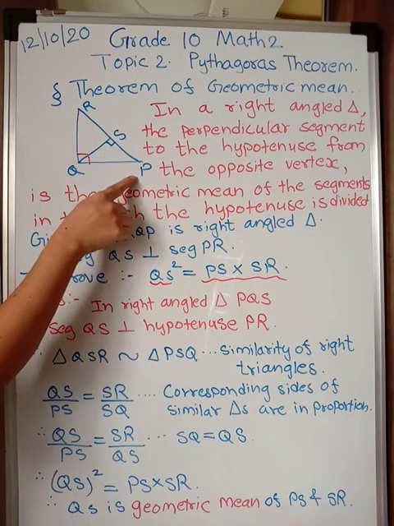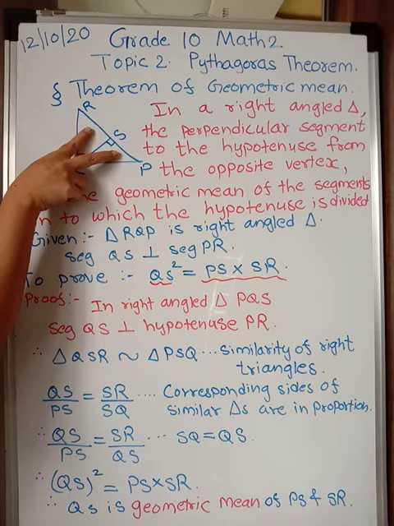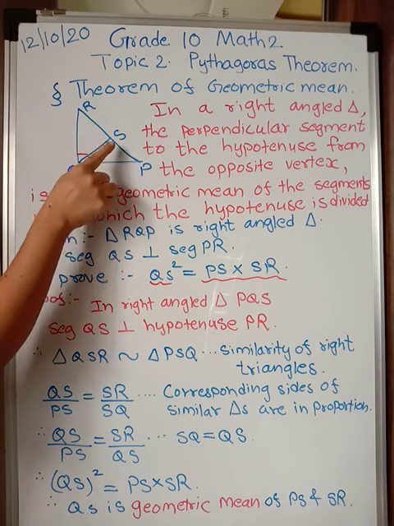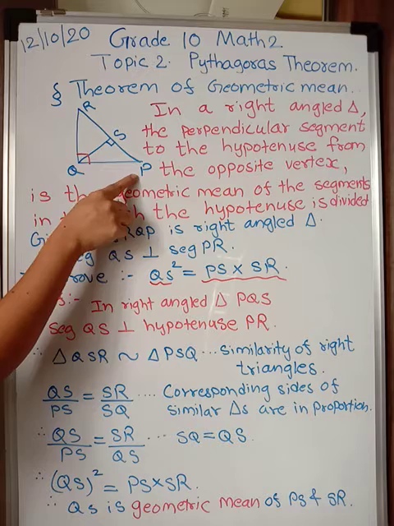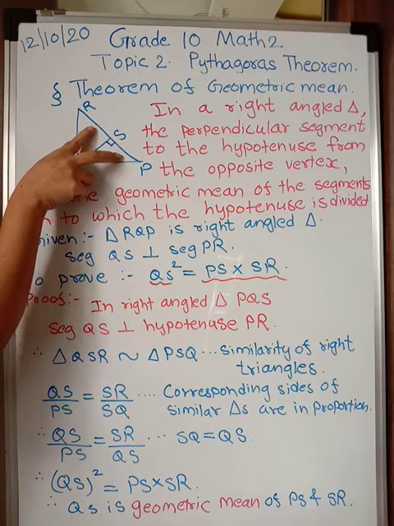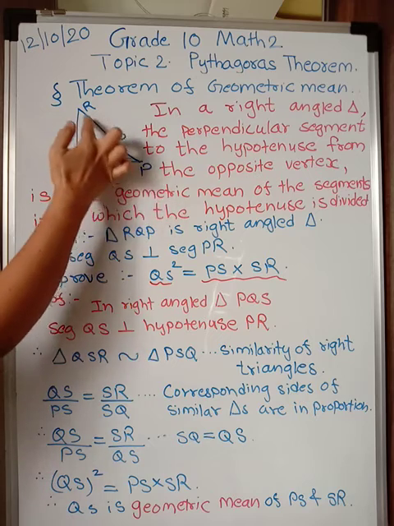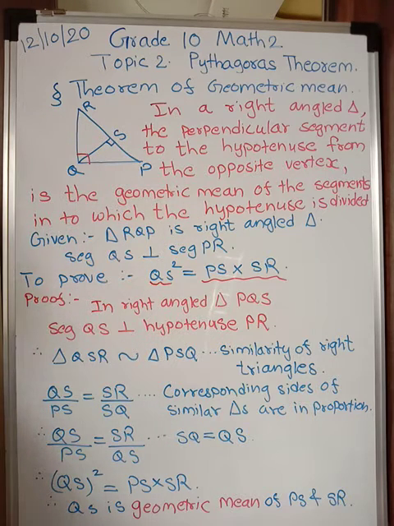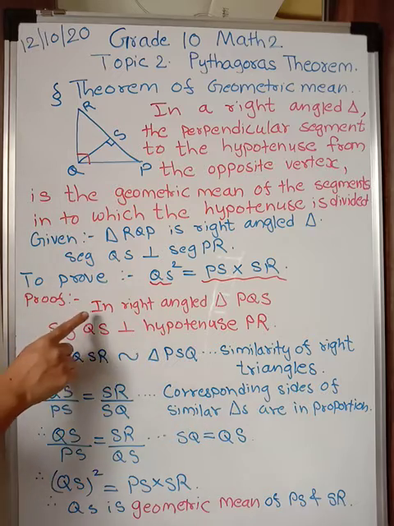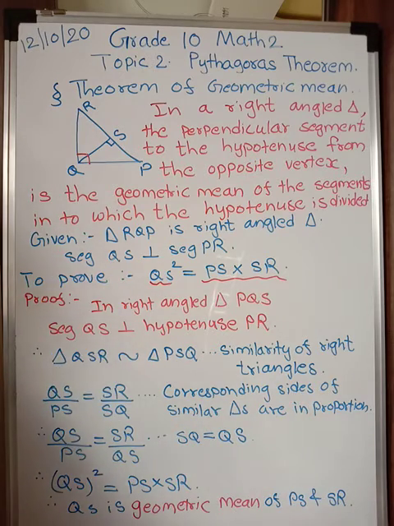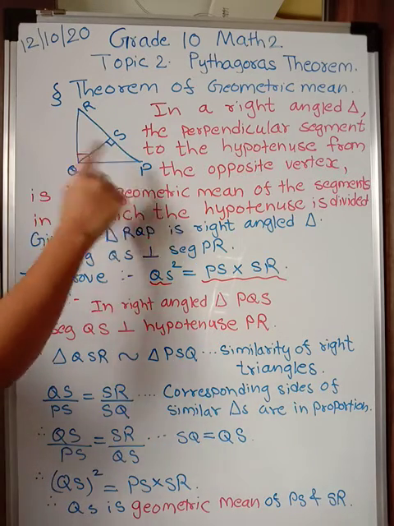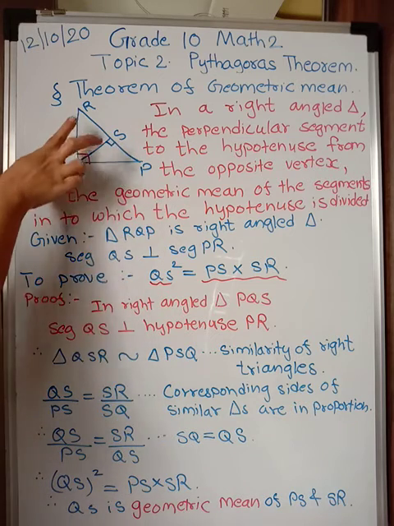Hypotenuse is PR or RP and it is divided into two segments. One is SR and another is SP. Alright, so product of these two will be equal to square of QS. That is to say that QS is geometric mean of the two segments into which the hypotenuse is divided. Now, let us start with the proof now.